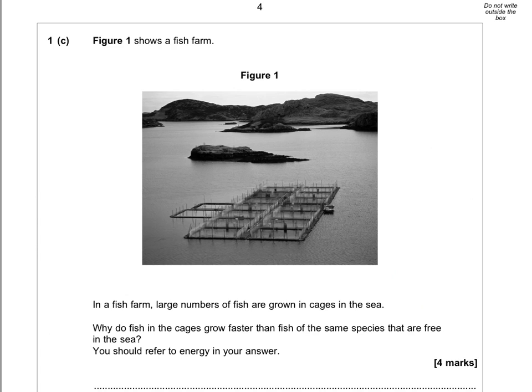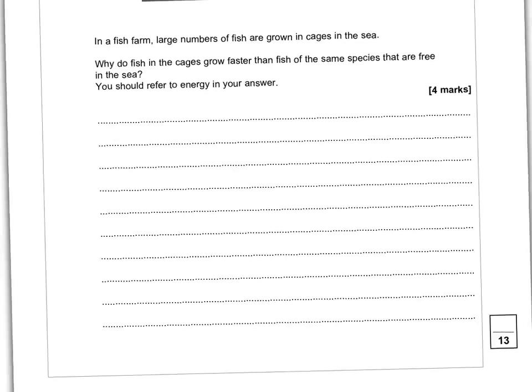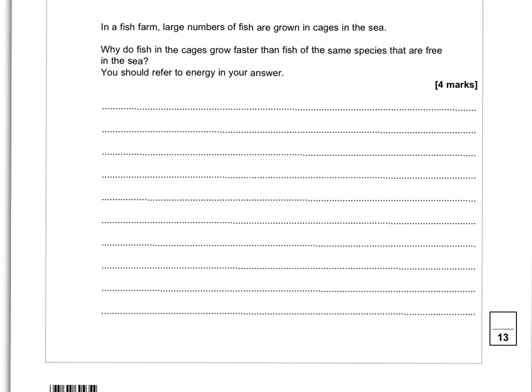So this question says, in a fish farm, large numbers of fish are grown in cages in the sea. Why do fish in the cages grow faster than fish of the same species that are free in the sea? You should refer to energy in your answer. And that's a really important thing to remember. It does say there that you should refer to energy in your answer. For 4 marks, so lots of marks again. So what sort of marking points is the examiner looking for?